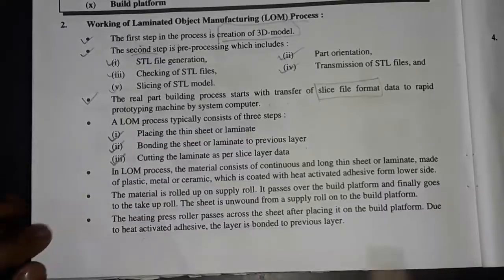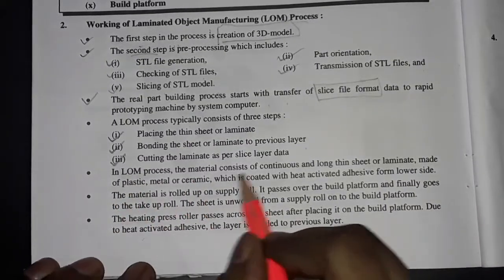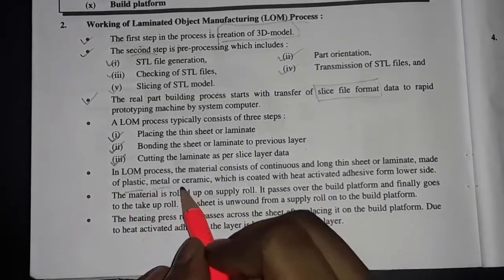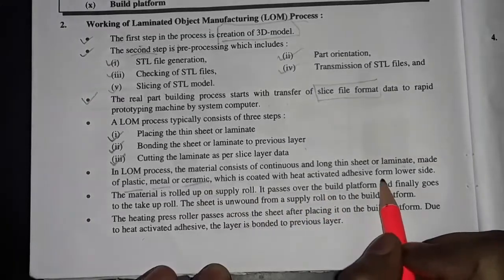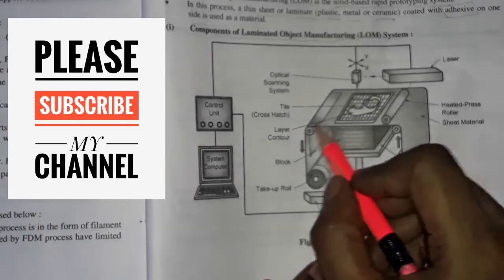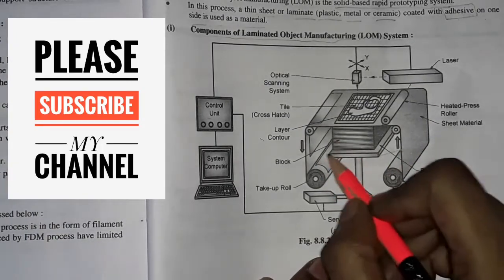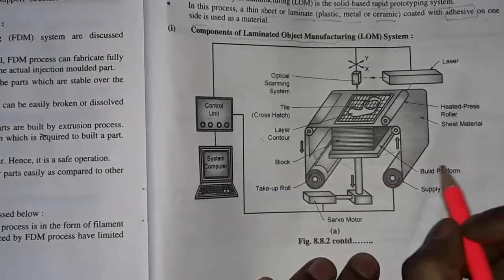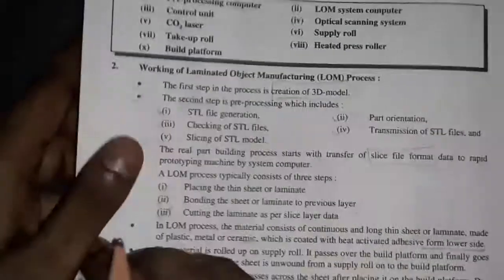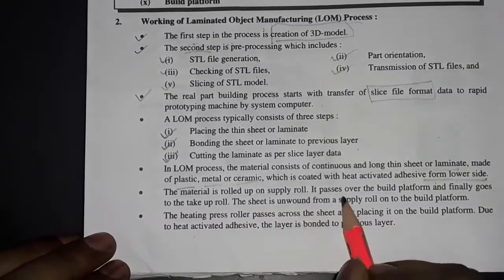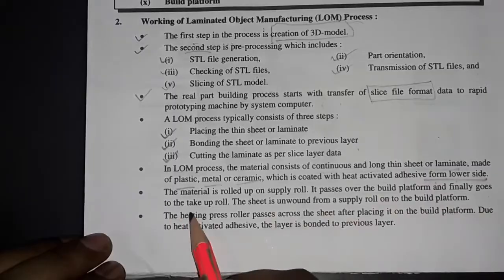Now in the LOM process, the material consists of a continuous long thin sheet or laminate made of plastic, metal or ceramic, which is coated with heat activated adhesive on the lower side. In the diagram, this is our sheet material, and it is coated from the lower side, that is this one. From this side it is coated with adhesive. The material is rolled up on the supply roll. It passes over the build platform and finally goes to the take-up roll.